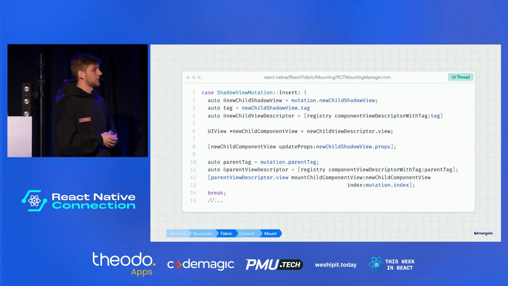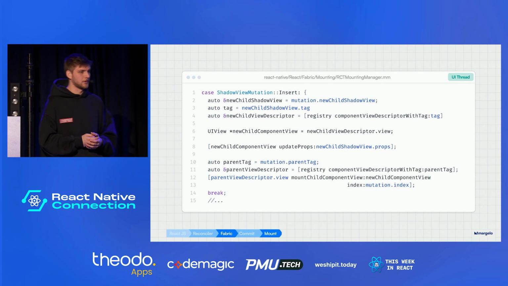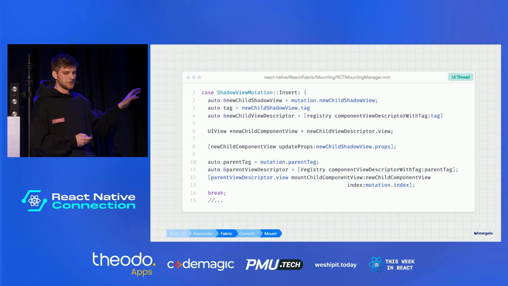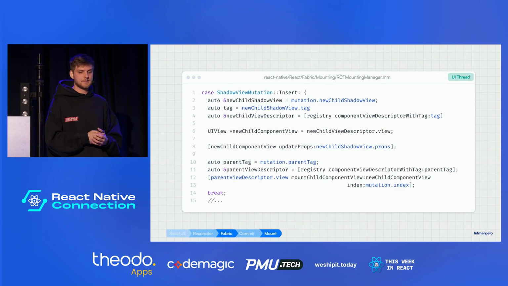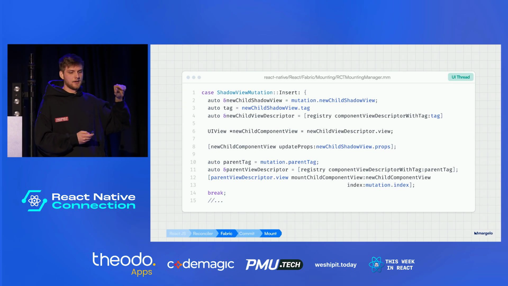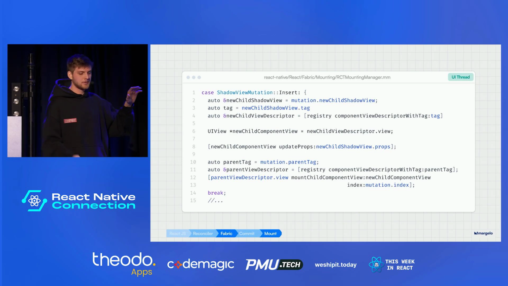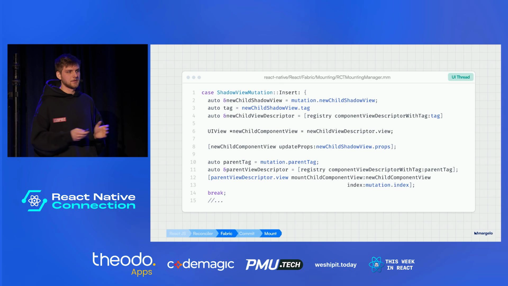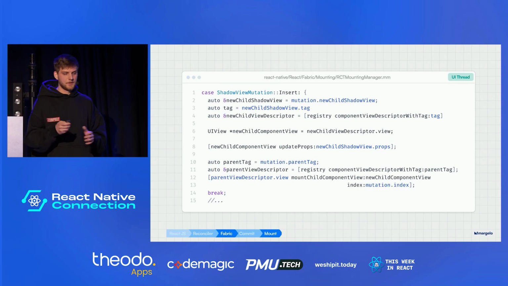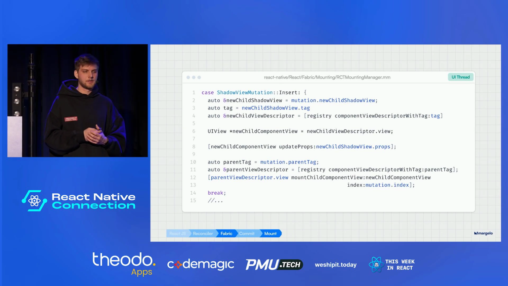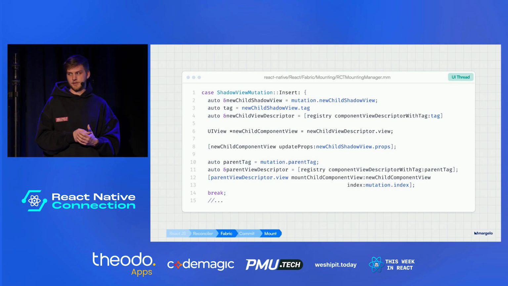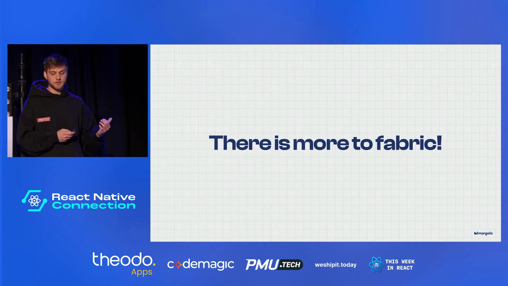And now here, we finally get to the point where we will render something to the screen. This is an insert mutation. And we get the view, or the component descriptor that we were creating earlier in the create mutation. Then we are getting the view and the parent view and actually mounting the view to the parent. And at this moment, when we have finished running this code, there will actually be the UI switch rendered to the screen.